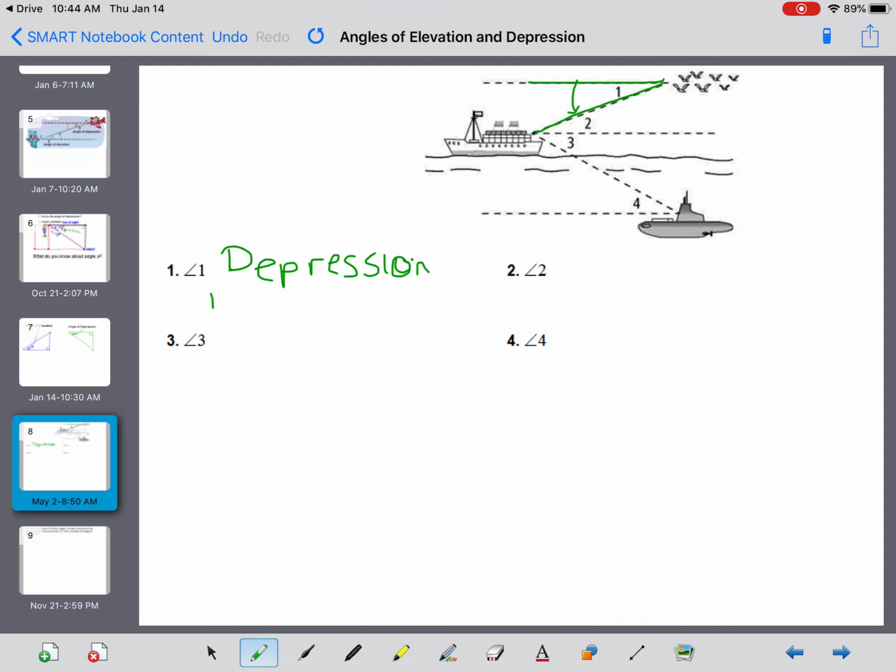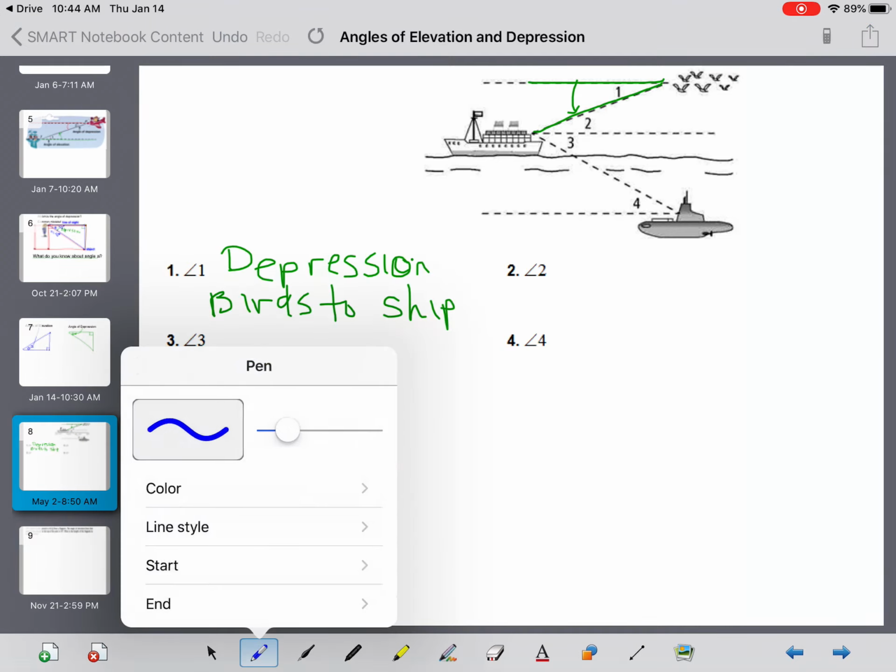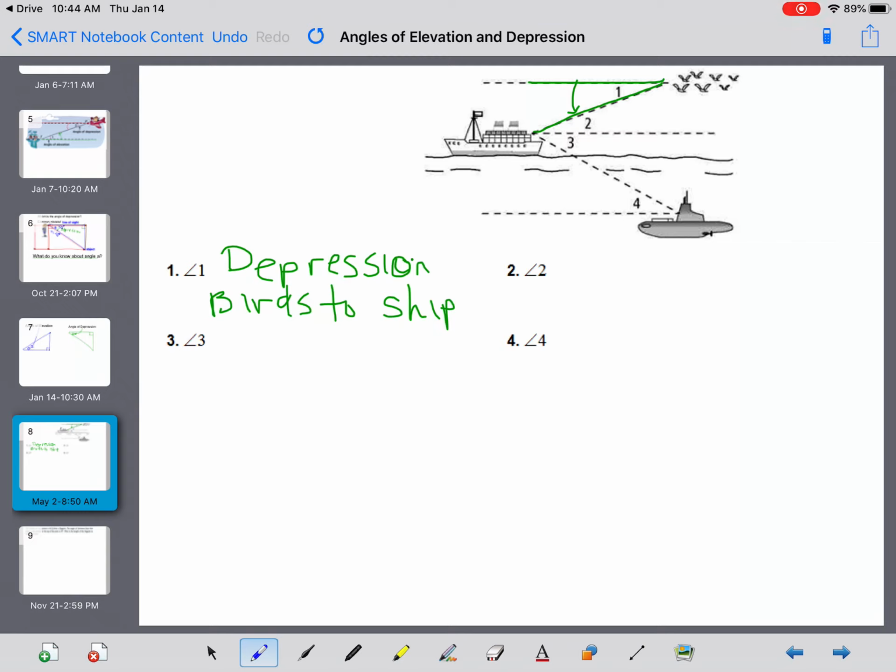And we would say from the birds to the ship. For angle 2, the horizontal line of sight is the ship looking up at the birds. So we would say elevation from the ship to the birds.